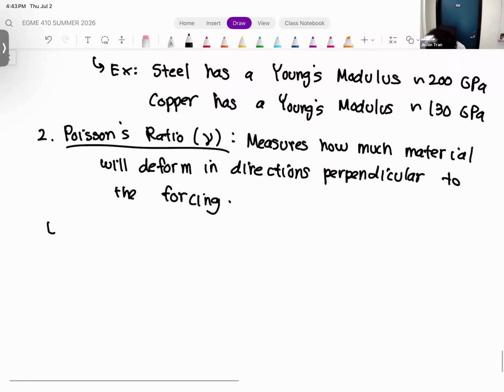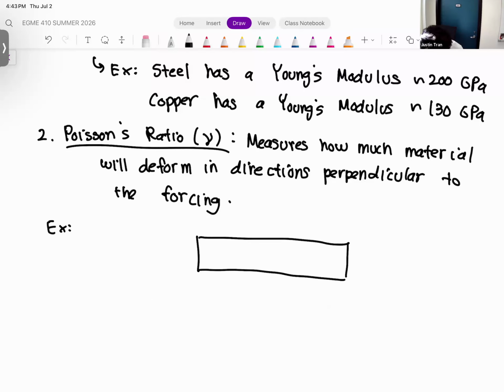Okay. So for example, let's say we have a piece of material like this, and let's say that we stretch it out. We apply a tensile force on both sides of the material. Generally what we expect, assuming that the tension force is sufficiently large, is that this entire rod will stretch out. And so the new length is going to be something like that.